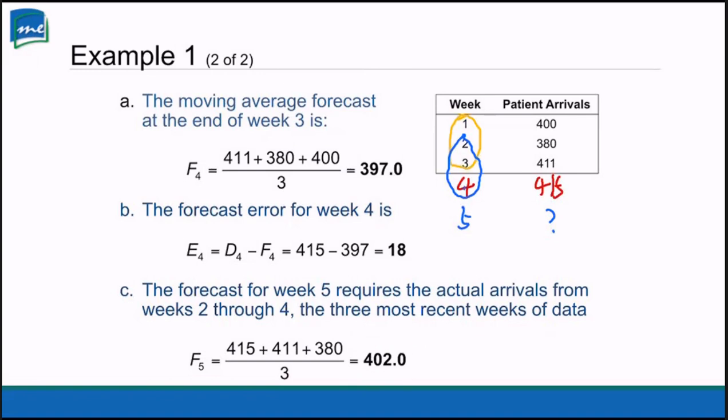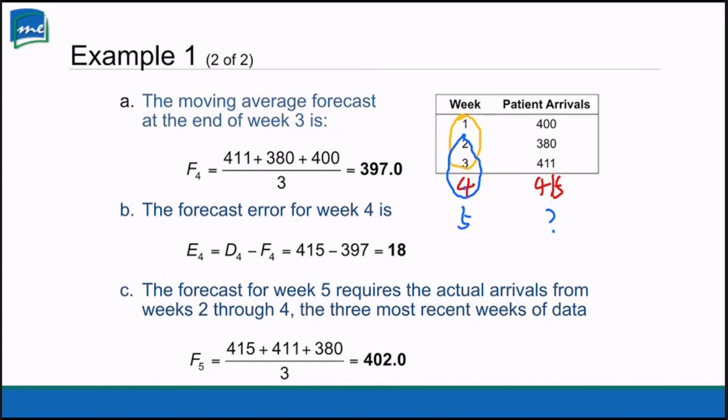So for week 5, we use 415, which is the actual patient arrivals in week 4, plus 411, which is the actual patients for week 3, and 380, the actual patients in week 2, and divide by 3 because we consider a 3-period moving average. We sum the most recent historical data, and then we obtain 402. This is the forecast for week 5.